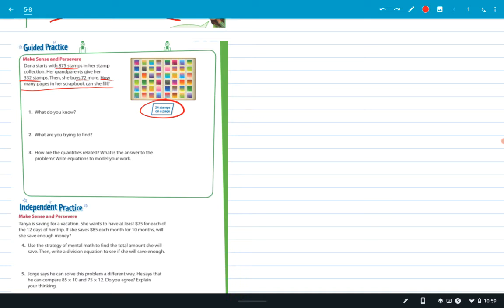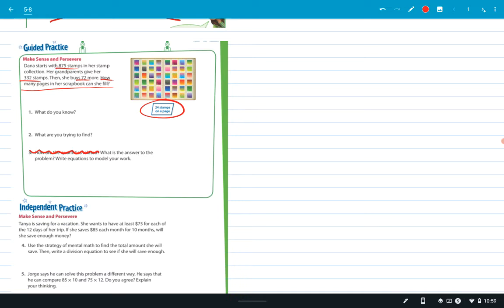How are the quantities related? I'm not really sure. I mean, that's just such an odd question. I'm not worried about that. I mean, they're all related because they're all talking about stamps. Can you cross it out? Yeah, if I cross it out, you can cross it out.